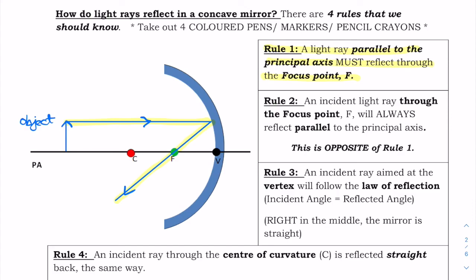Rule number 2 says, an incident ray of light that passes through the focal point will always reflect and come out parallel. It's sort of like the opposite of rule 1. I'll draw that next. So here's our incoming ray of light that passes through the focal point. When that ray of light hits the mirror, it comes out parallel.